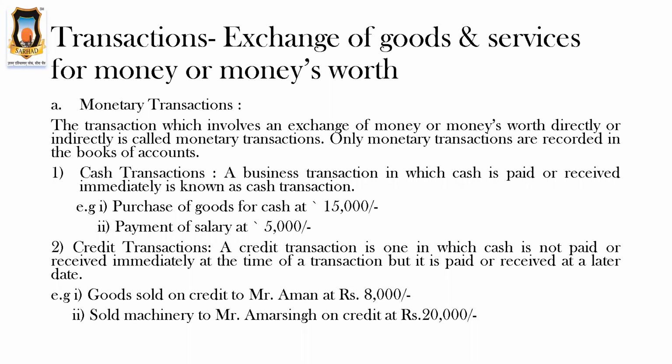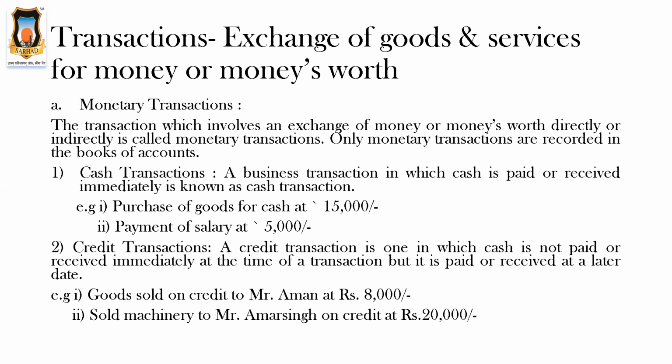Then the next question that might be asked for an MCQ or to answer in one word will be a transaction. Okay. So transaction means exchange of goods and services for money or money's worth. You have to remember, any transaction which does not have any value or money's worth cannot be recorded in the books of accounts. Okay. So transactions are of two types. First is monetary transactions and second is non-monetary transactions. Monetary transactions are again divided into two parts, that is, cash transactions and credit transactions.